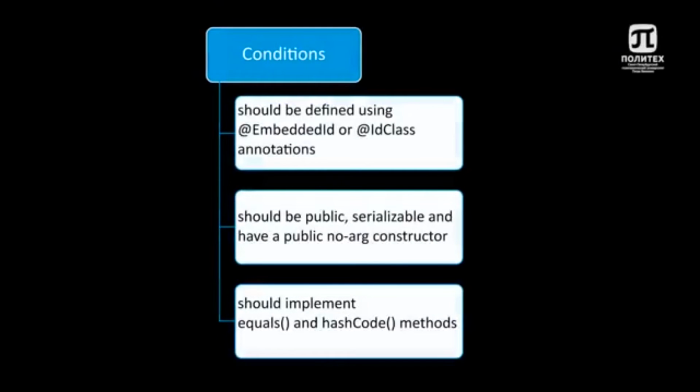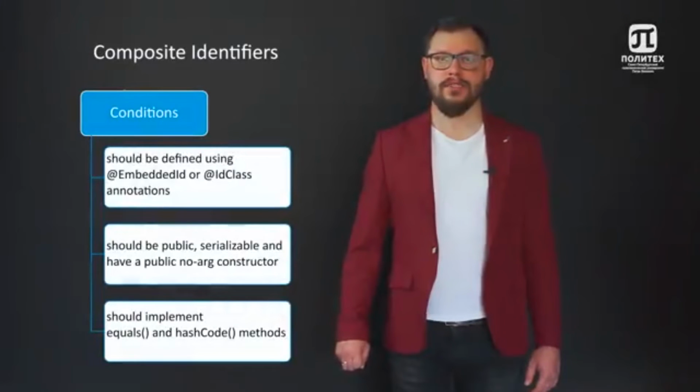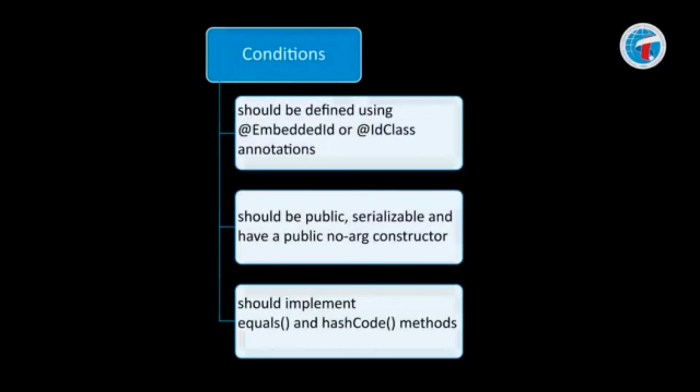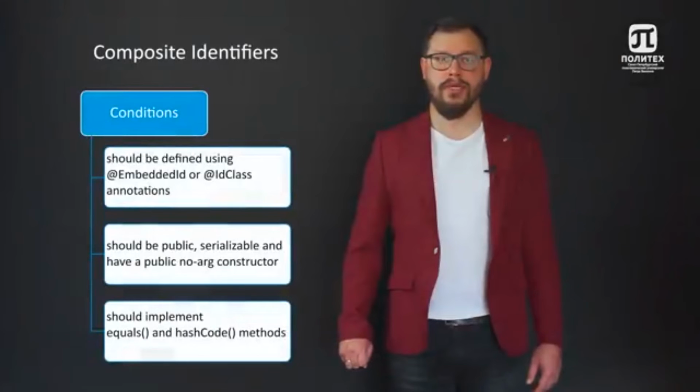Besides the simple identifiers we've seen so far, Hibernate also allows us to define composite identifiers. A composite ID is represented by a primary key class with one or more persistent attributes. The primary key class must fulfill several conditions. It should be defined using @EmbeddedId or @IdClass annotations. It should be public, serializable, and have a public no-arg constructor. It should implement equals and hashCode methods. The class's attributes can be basic, composite, or many-to-one, while avoiding collections and one-to-one attributes.